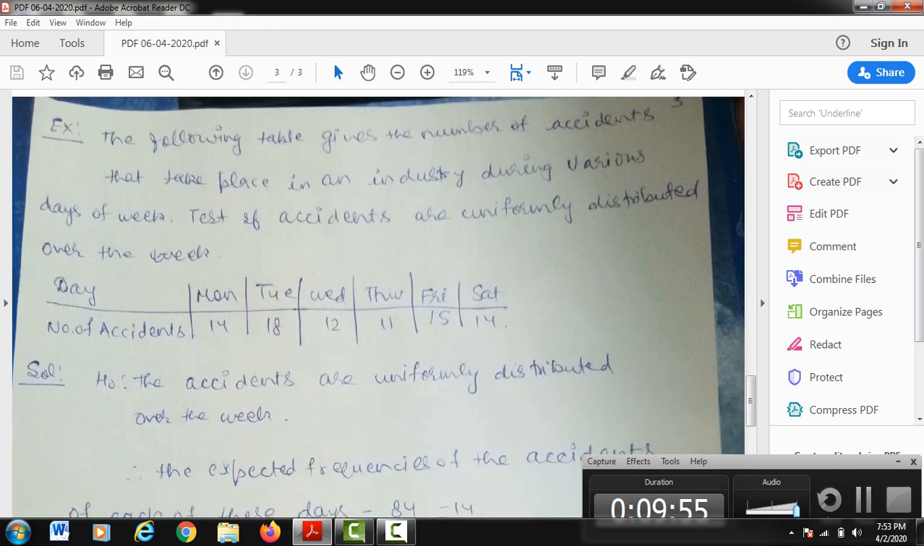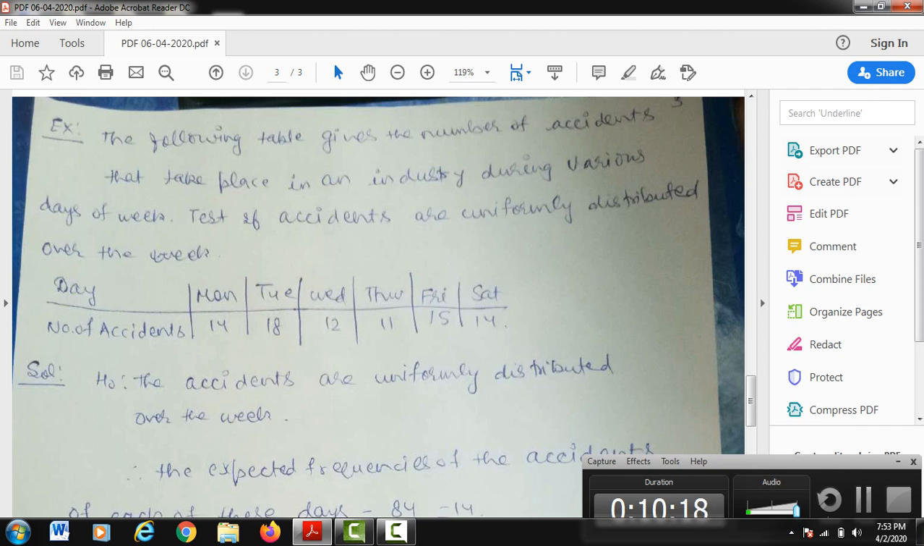So let us discuss how the chi-square distribution is applied in the numericals. The very first numerical I am going to discuss with you: the following table gives the number of accidents that take place in an industry during various days of the week. Test if accidents are uniformly distributed over the week or not. That is, whether the number of accidents throughout these 6 weeks is almost the same or different.